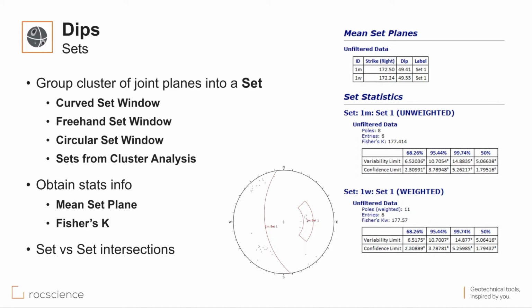These values can then be used in limit equilibrium programs to define mean plane orientations and help with their statistical sampling. Also, if you have at least 2 sets defined, you may perform set versus set intersections in DIPS.